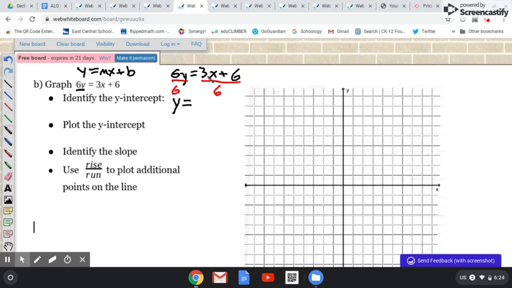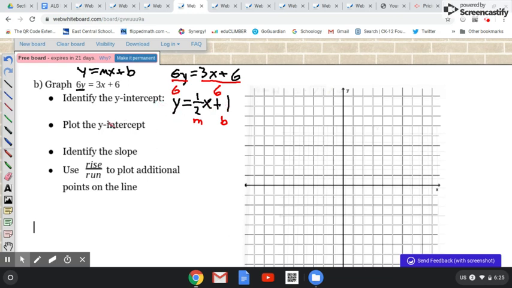On the right side, I have two terms, 3x plus 6. They're separated by this plus symbol. So I have to divide the first term by 6 and the second term by 6. 3 divided by 6 is 1/2. So I have 1/2 x plus 6 divided by 6 is 1. So our y is by itself, and now I can see my m and my b are right there. So now it's in y equals mx plus b.